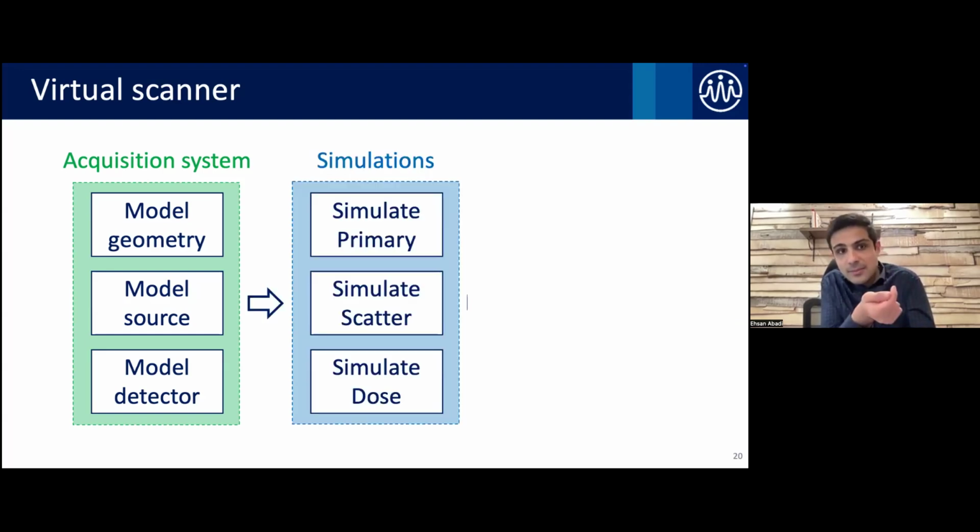The second step is to model the simulation itself. In this case, when there is an X-ray source, you emit these photons, it interacts with the patient body, and then there would be some interactions, and it would then hit the detector. You simulate all this process to get the X-ray primary signal, the scatter signal, or estimate the dose that would be absorbed by the patient. So that's your second module, in which you calculate all these interactions.